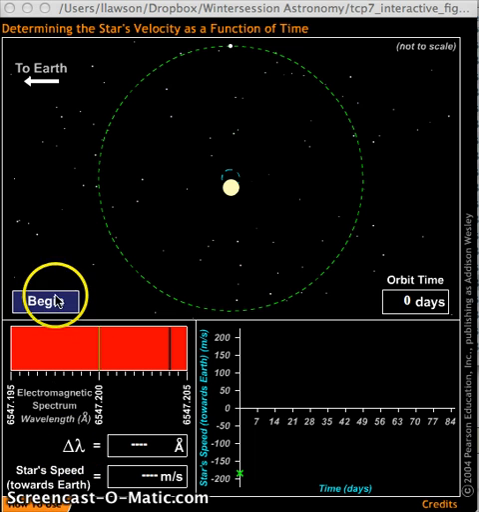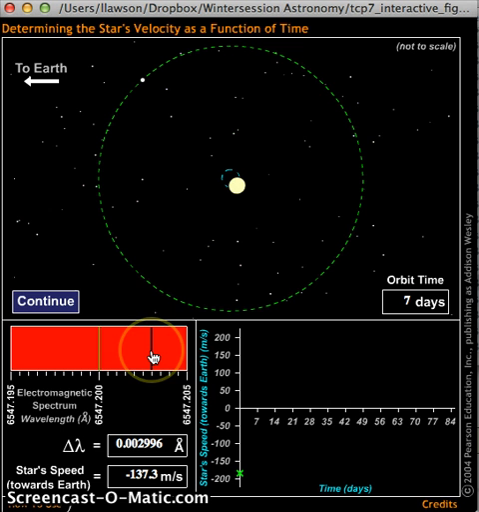Let's allow this to move. Every time it stops, I'm going to click on this shifted spectral line, and that's going to add a data point to our graph here. You can start to see the sinusoidal curve that is forming as the star wobbles back and forth, both going towards us and away from us.